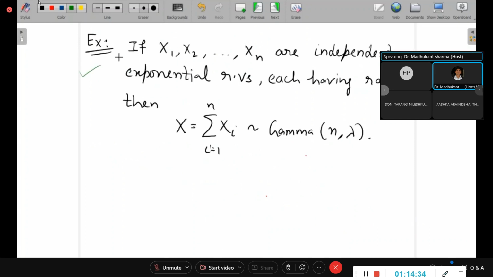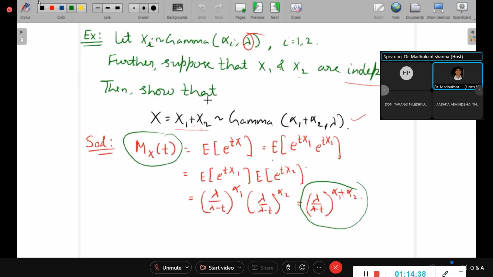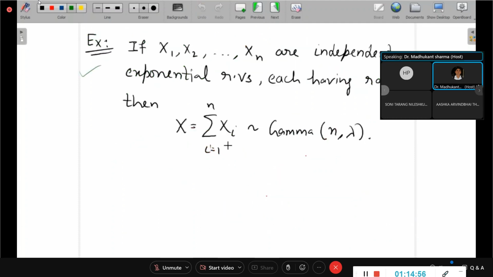So if you have n independent exponential random variables, it's very simple if you followed this. With alpha 1 and alpha 2 equal to 1, the gamma becomes an exponential. If you take 2, 1 plus 1 gives 2 comma lambda. If you take n, you will have n comma lambda. You can generalize this, or we have already established this result.